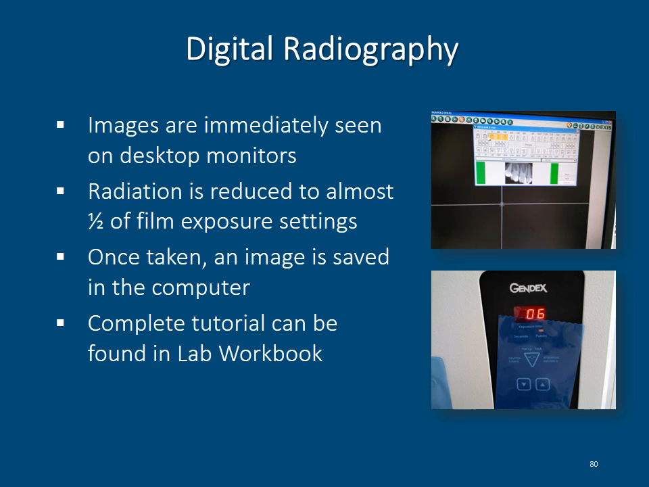The radiation settings must be reduced to at least half of what the film exposure setting is. And once you take an image, it's automatically saved to the computer. You don't have to click any special button. Just know that if you do not like the film, you must back up and hit the back button to repeat it. And once you repeat the film, it automatically will advance to the next image. So always watch the highlighted yellow T, because that is going to tell you the next image that will be taken. All these instructions are in your tutorial in your lab workbook.